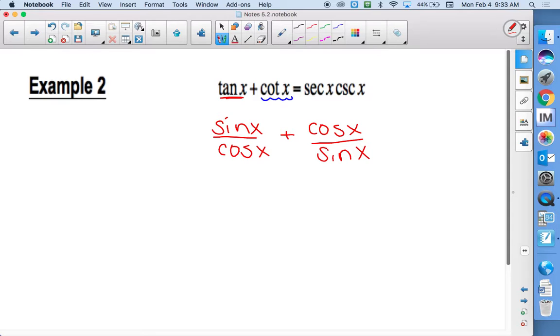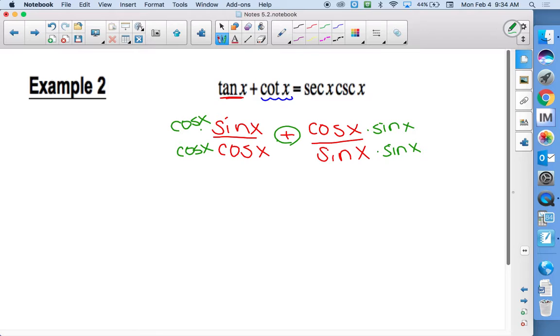Found my common denominator. So adding fractions means we need to get a common denominator. Sean, what would the common denominator be? Cosine x times sine x. So the left side times cosine, the right side times sine. So now what do you have?